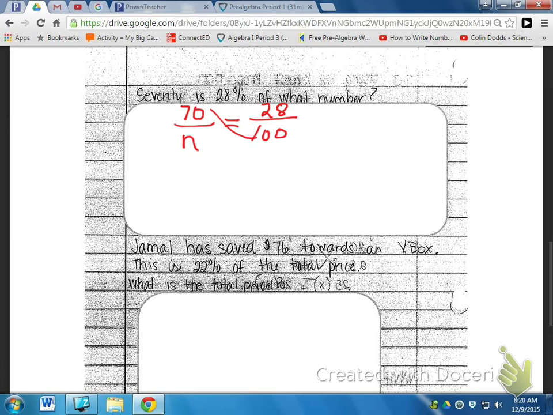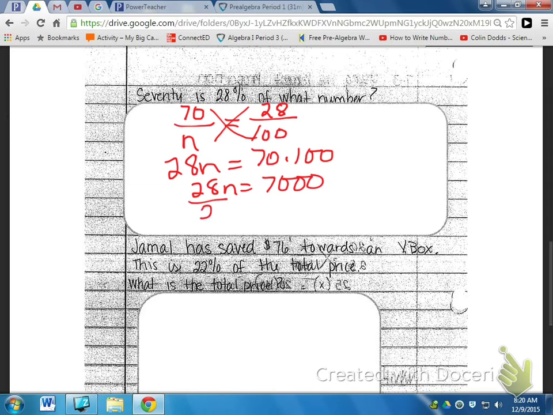Cross multiply. Cross, cross, and I'm going to go 28n on the left. What goes on the right, Tori? 70 times 100. So 28n equals, do you know what that is? 7,000. And then what's the last step? Divide both sides by 28, and it equals.